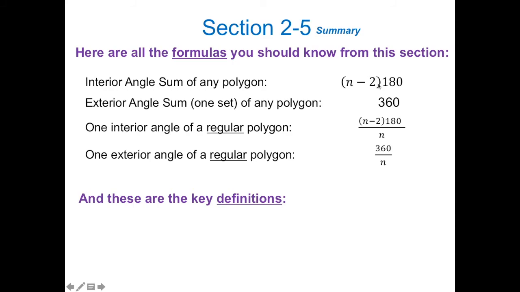360 less than 180 times the number of sides. But just remember the formula. That's better than listening to me right here. Anyways, you just have to divide it by the number of sides to figure out one interior angle of a regular polygon. So remember that formula is just for a regular polygon.